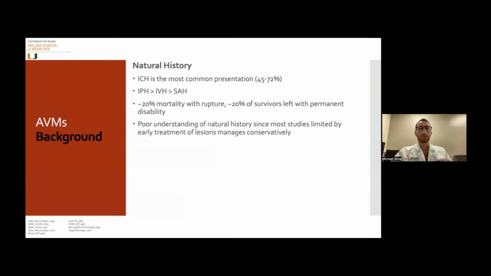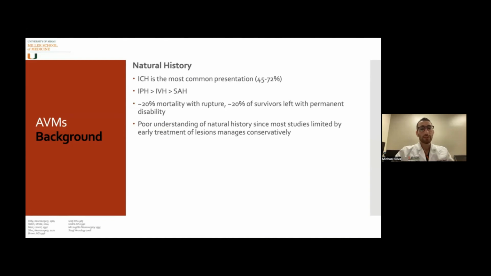In terms of the natural history, intracerebral hemorrhage is the most common presentation, 45 to 72%. They can also present with seizures. The location of the hemorrhage is most often intracerebral or intraparenchymal. However, intraventricular hemorrhage and subarachnoid hemorrhage can also be associated with AVM rupture. A rupture event carries about a 20% mortality, and among the survivors, an additional 20% are left with permanent disability. So it's a very high morbidity disease.